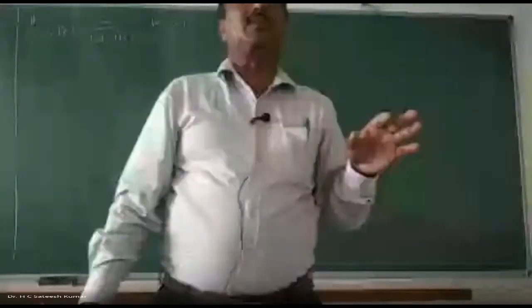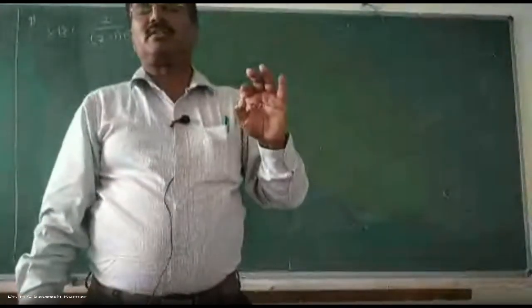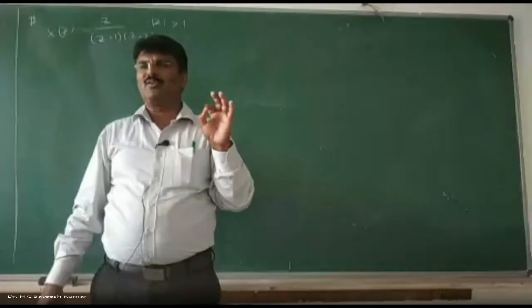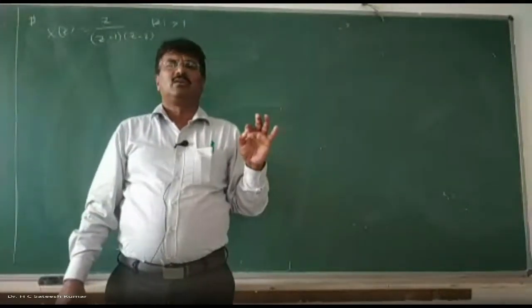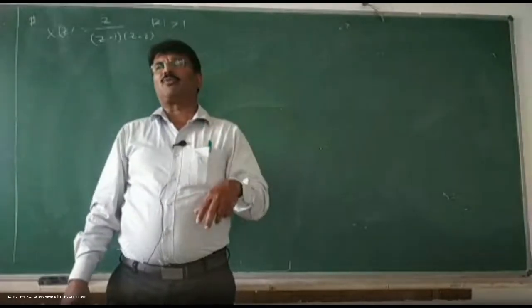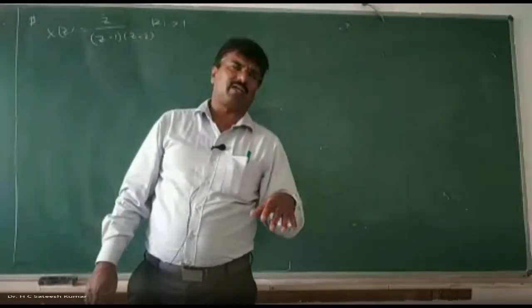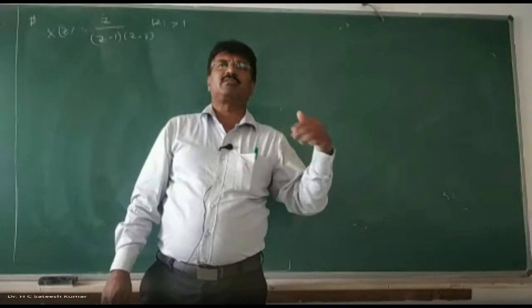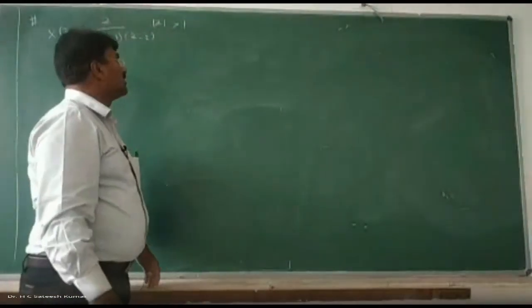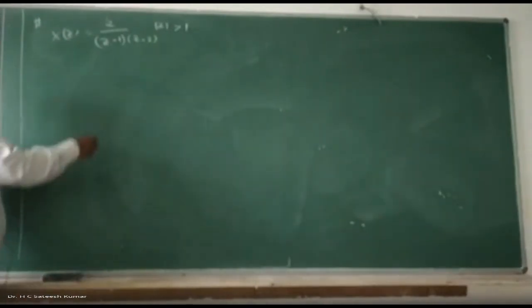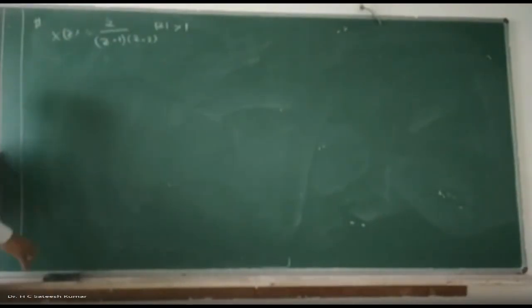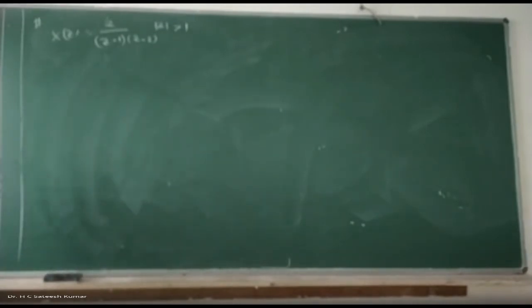Because x of z is represented as a series of powers of z, it is called the power series method. Since we are dividing the numerator by the denominator, we call it long division. That's why we call it the long division method. This one is very easy using the partial fraction method, but we are not supposed to do that. He said power series method, that means long division method.